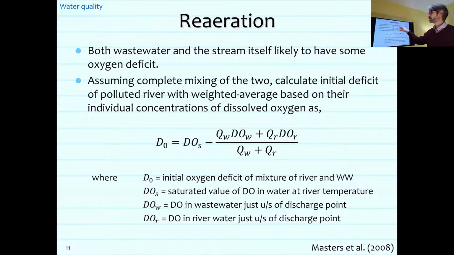Both the wastewater and the stream itself are likely to have some oxygen deficit, and so if we assume complete mixing of the two as we did for the BOD previously, we can calculate an initial deficit of the polluted river with a weighted average method again. That's based on their individual concentrations of dissolved oxygen, and then we have D naught, which is the initial oxygen deficit of the mixture of the river and wastewater just at the discharge point. DOS is the saturated value of DO in the water at that river temperature. DOW is the DO in the wastewater, so W for wastewater, and DOR is the DO in the river water.